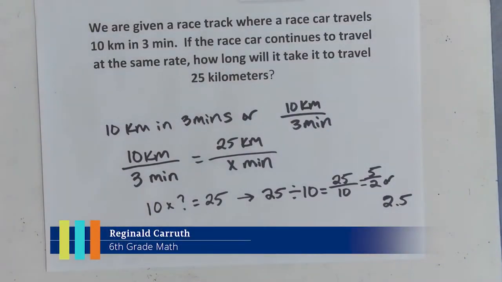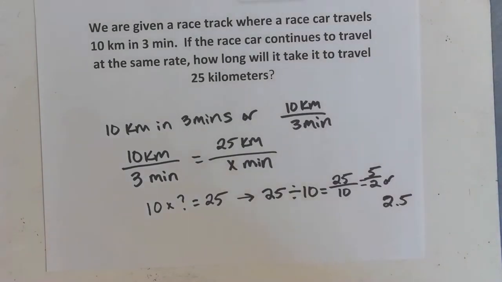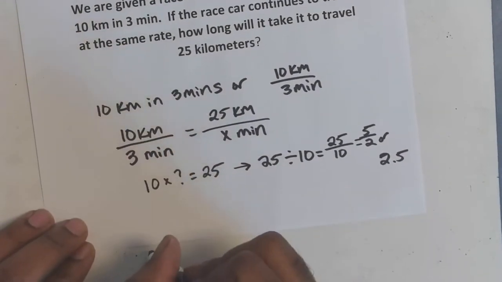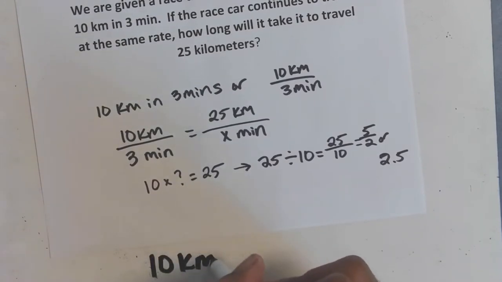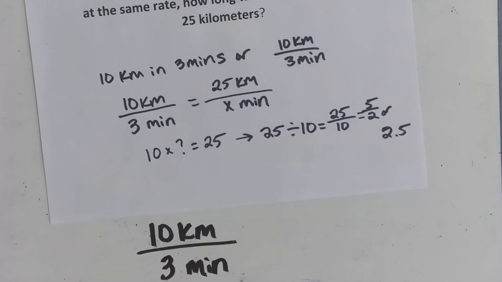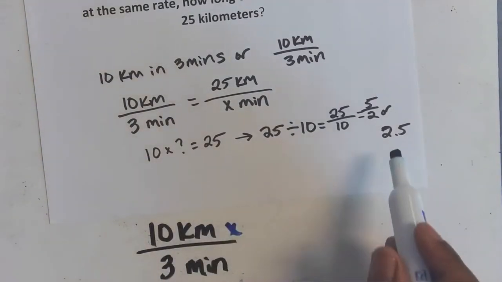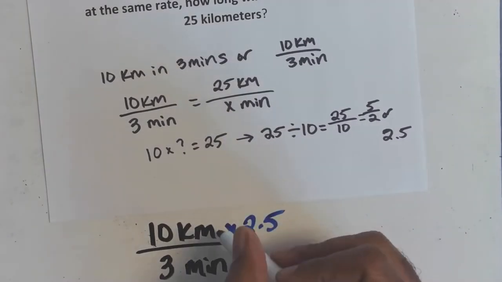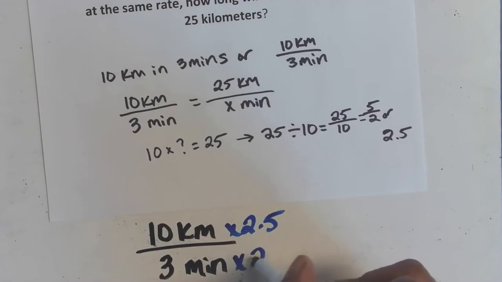So now let's use that fact to help us find the number of minutes. So remember, when we generate equivalent ratios, we multiplied or divided both the numerator and the denominator by the same number. This allowed us to keep the same relationship between the numbers in the ratio. Since we need to generate an equivalent rate, we can do the same thing. So now I can go back to my original term, and it was 10 kilometers over 3 minutes. I can multiply this by my 2.5. And whatever I do to my numerator, I'm also going to do to my denominator. So I'm going to multiply that by 2.5.